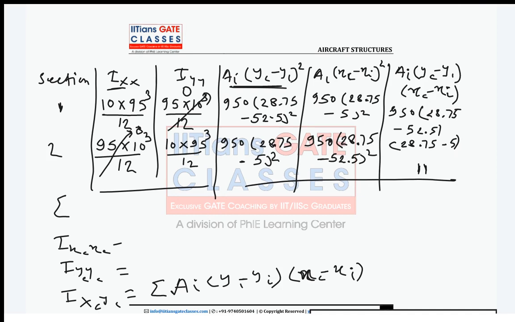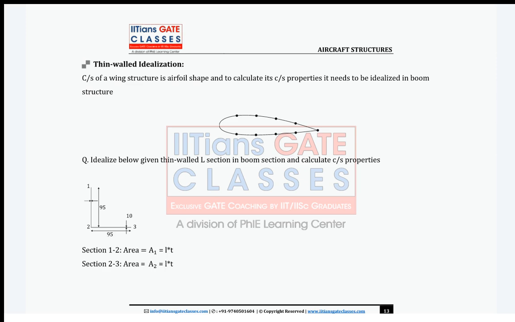Now let's move to next, which is what? Boom idealization. So first we discussed thin walled approximation, and now thin walled idealization. What is thin walled idealization? This thin walled idealization is also known as boom idealization, or lumped areas. So this is known as boom idealization or lumped area idealization.